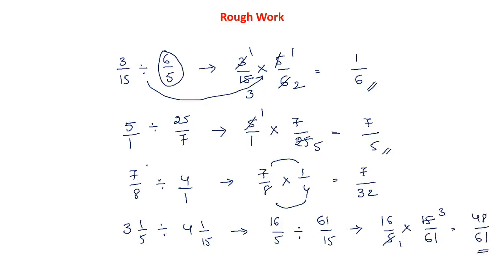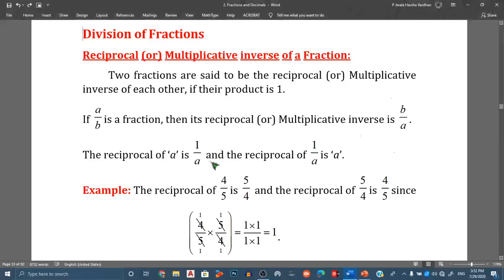Now you know how to divide different types of fractions. Okay. Now we are going to the actual concept here. One more example is given. The reciprocal of 4 by 5 is 5 by 4, and the reciprocal of 5 by 4 is 4 by 5. Since 4 by 5 into 5 by 4, we can cancel here, you will get 1. Because by multiplying the reciprocal of any fraction, you will always get 1 here. That's why those two fractions are reciprocals of each other.